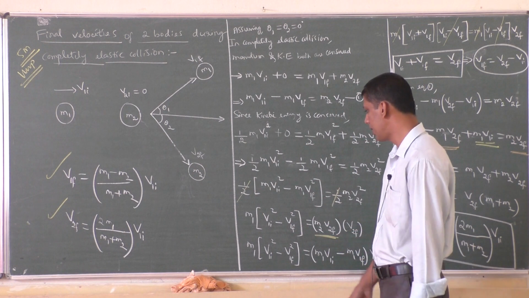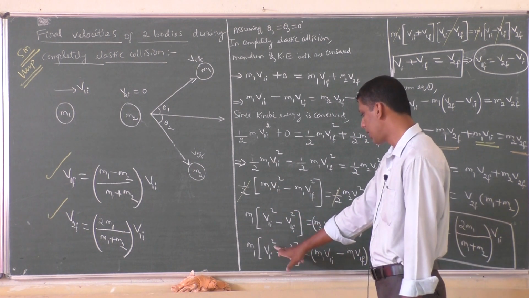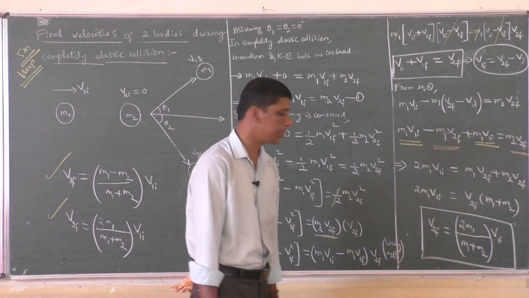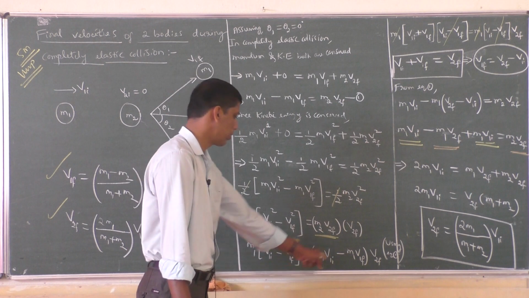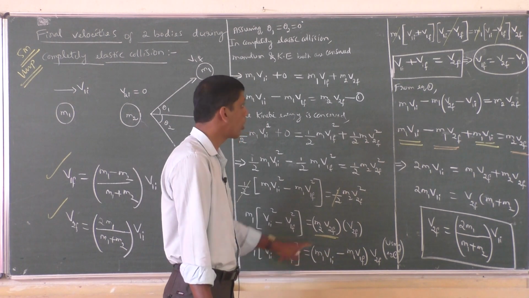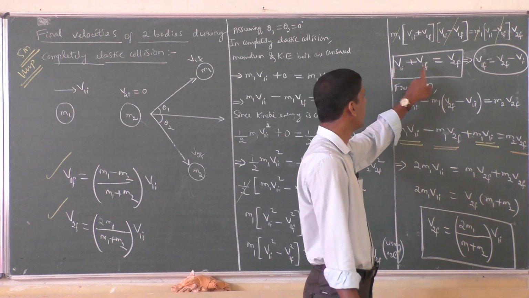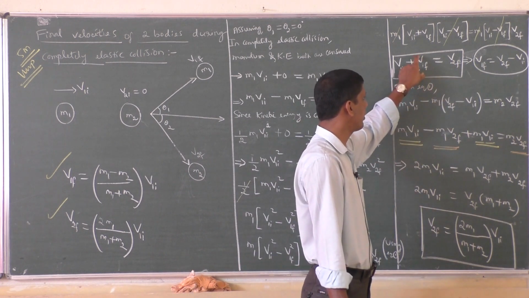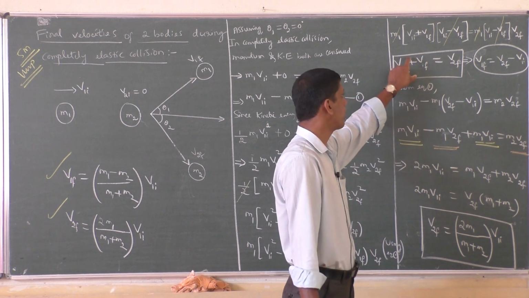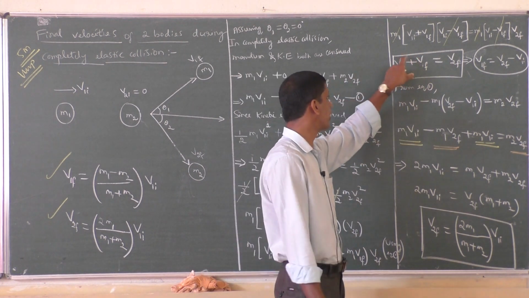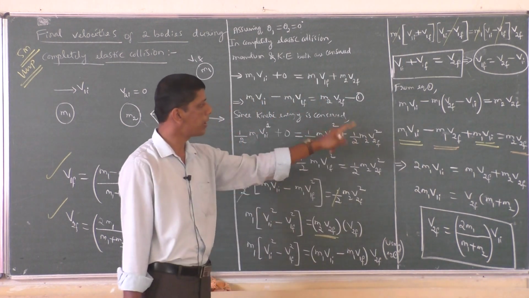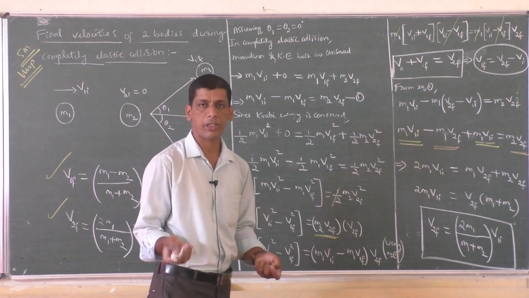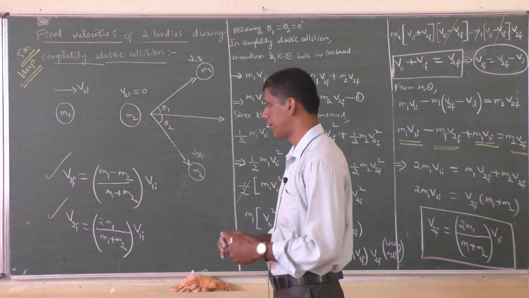Half of it gets cancelled, taking m1 outside and here a square minus b square, solving using that formula. a square minus b square is nothing but a plus b into a minus b. So while solving, we get this equation: v1i plus v1f, that should be equal to v2f. And by using this equation, by substituting this equation in equation number 1, we obtain the required format. So you solve this, then you get one formula for v1f and another formula for v2f.